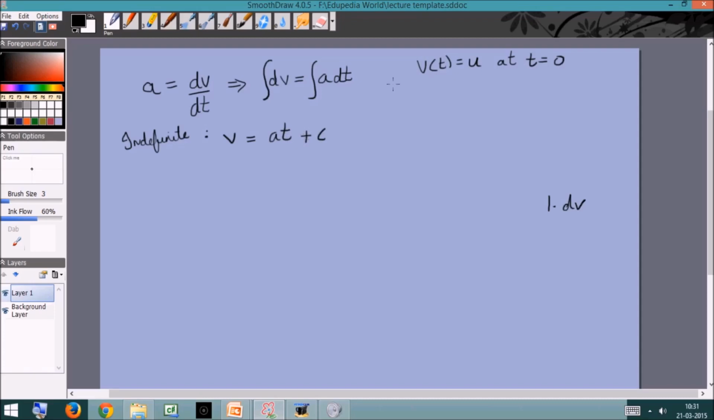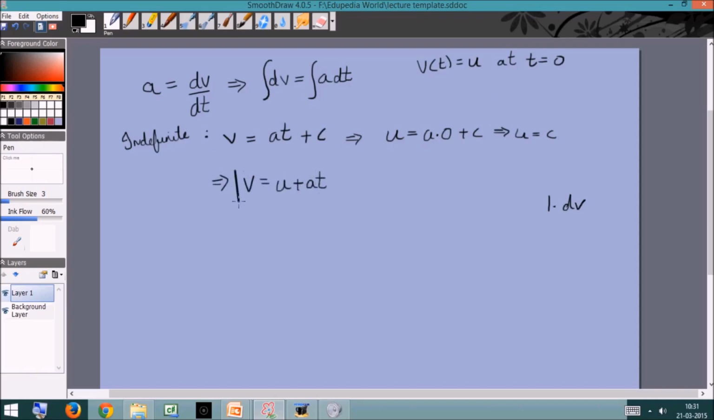In this case, we know that v is equal to u at t is equal to 0. If we substitute that, we get u is equal to a into 0 plus c, which means u is equal to c. So this particular condition, that v is equal to u at t is equal to 0, enables me to calculate the fact that c has to be equal to u, and from that I get my very familiar equation v equals u plus at.